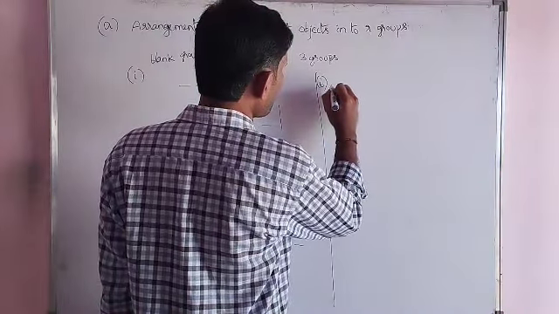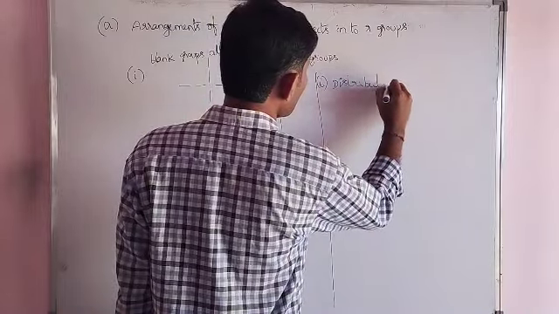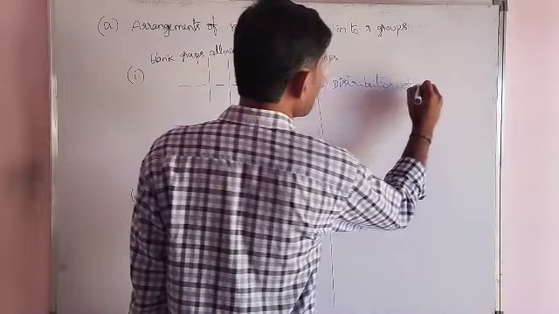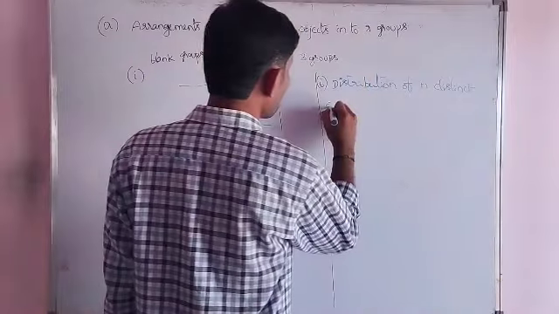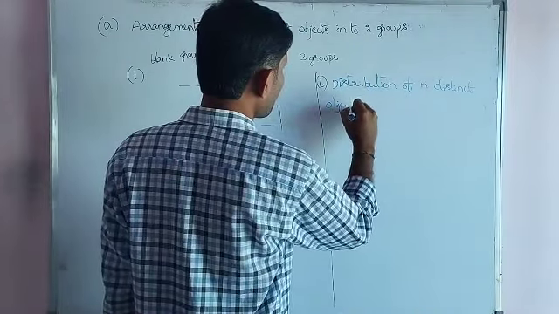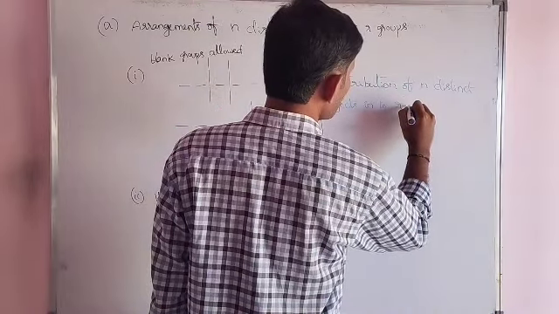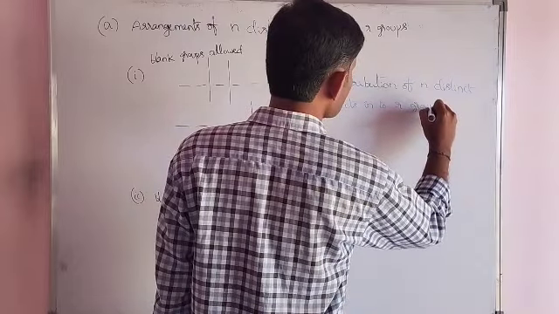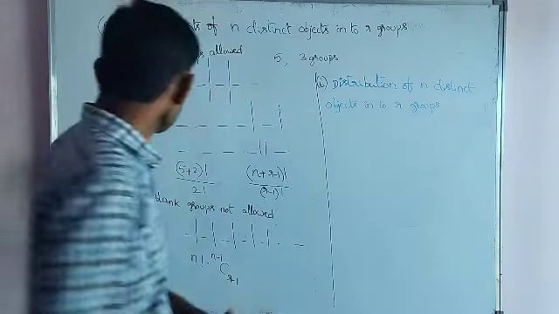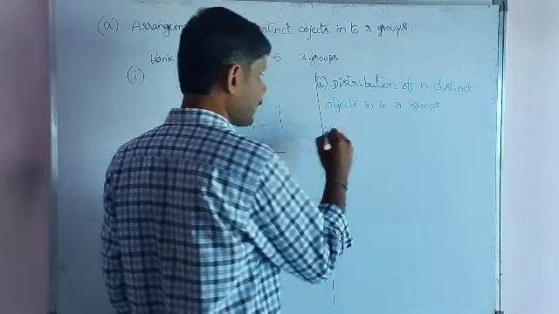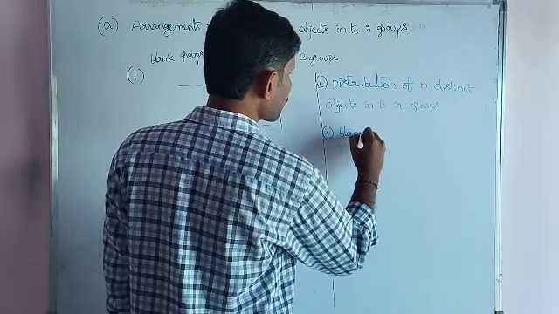So how many ways we can divide, distribution of n distinct objects into R different groups. Groups are different here. Again here also two things: when blank groups allowed, blank groups not allowed. Blank groups allowed.